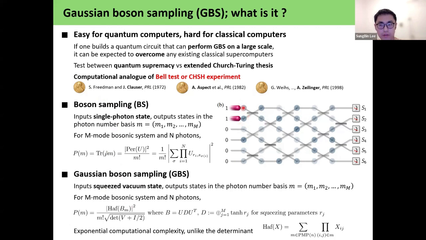It's quite similar to the single photon state, except that they have some squeezing parameters represented by R and S. So if you input the squeezed vacuum state and measure the outcomes on a photon number basis, then obtaining M photons is basically similar to the permanent. We call this the Hafnian, just defined as this here, which is quite similar to the permanent. It's also exponentially hard, unlike determinants.